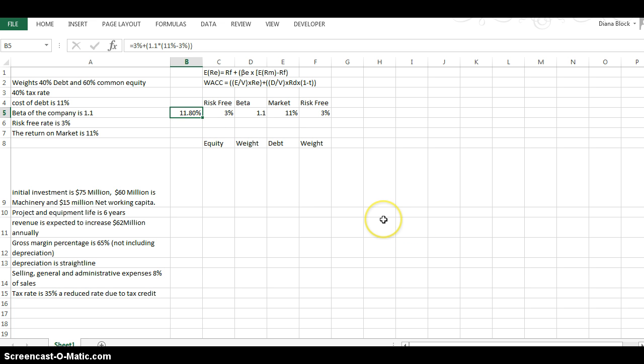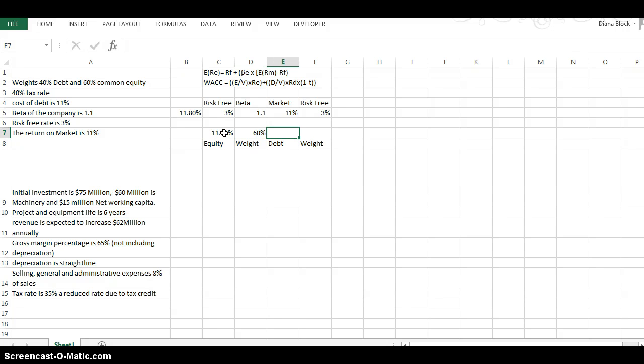11.8%. So now we can use this cost of equity to determine our weighted average cost of capital. So now we know that the cost of our equity is 11.8%. And the weight of our equity is 60%, as is given in the information on the left.